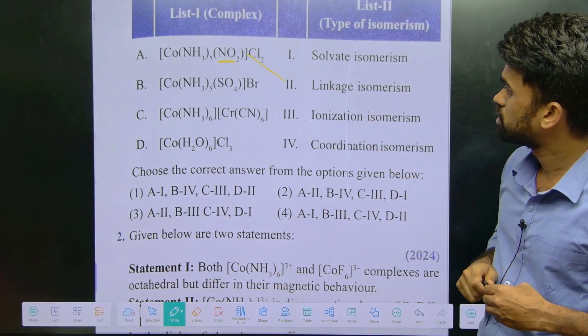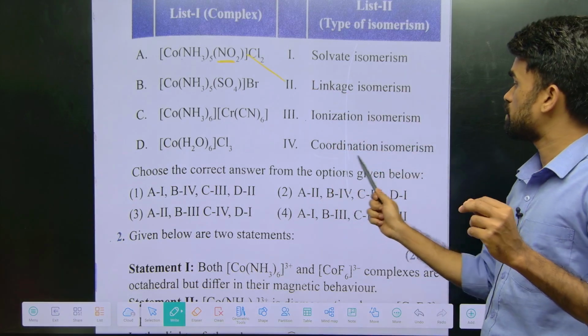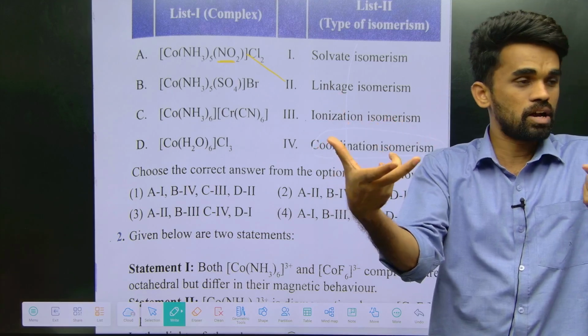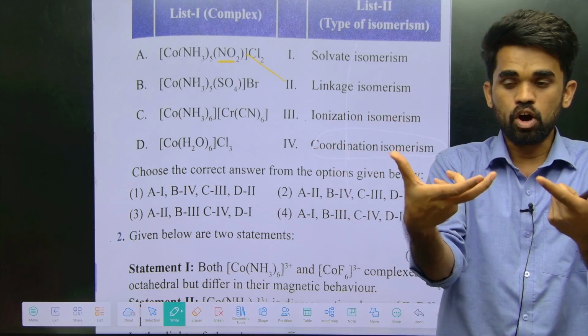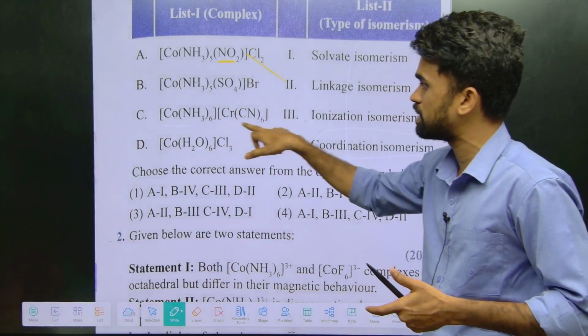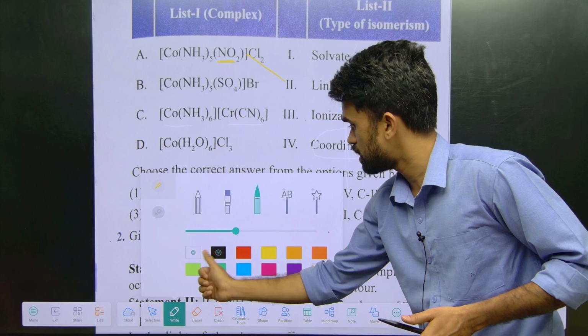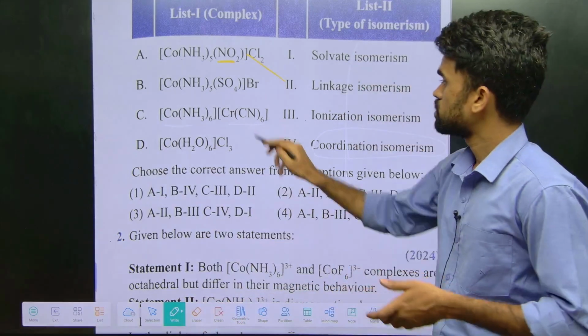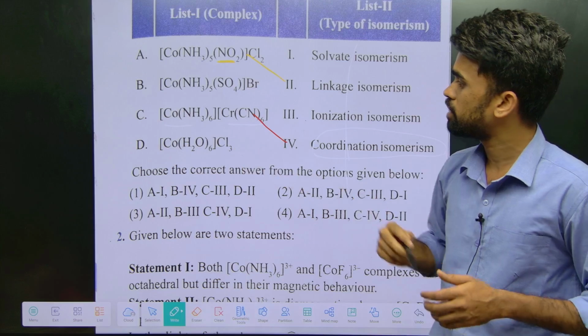Next one, coordination isomerism is shown when we have two coordination complexes within the compound. How many coordination entities are required? Two. Here there is only one complex, so what is our answer? C. So C4. Next, what about D?